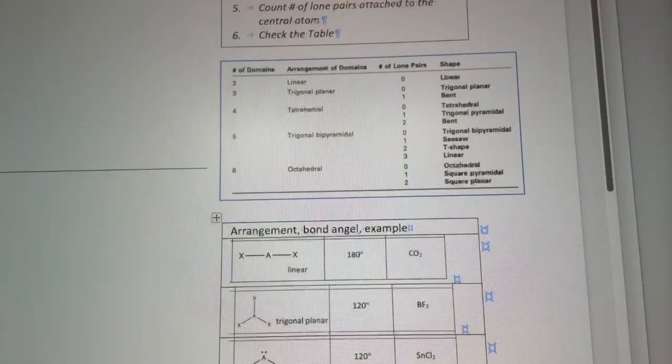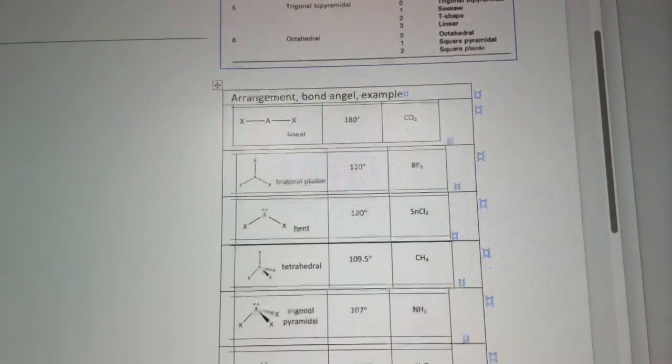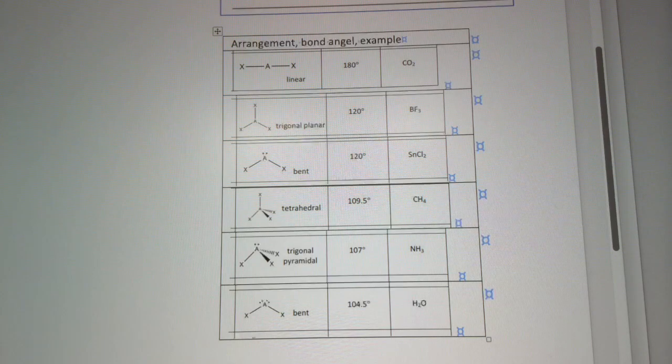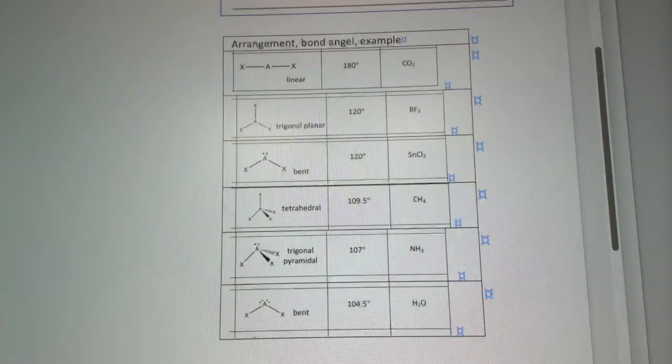So let's bring up the shapes. Maybe we can look at some of the shapes. Linear, so we have linear like CO2. We have trigonal planar like BF3. Bent like tin chloride. Tetrahedral, carbon is usually tetrahedral, like methane.